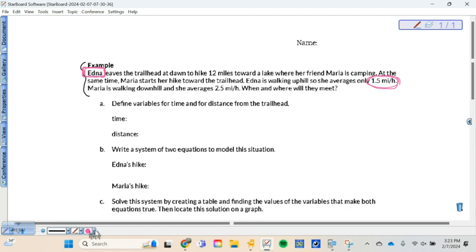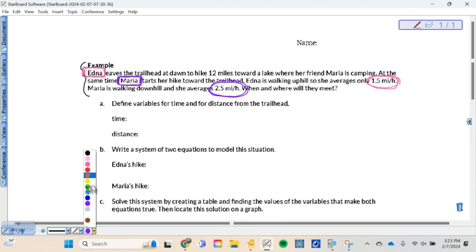Okay, and then who's my other person? Maria, what color should Maria be? I'm gonna do purple. And how fast is Maria walking? 2.5 miles per hour. You guys have colored pencils. You can use whatever colors you want to use and just highlight that information.